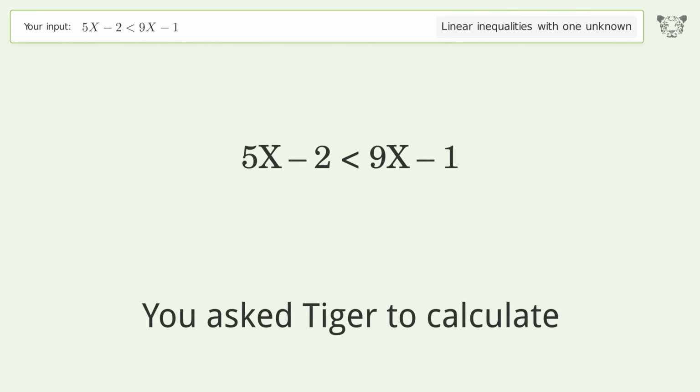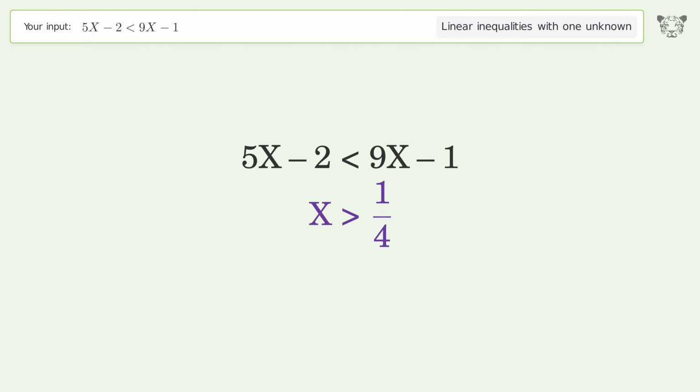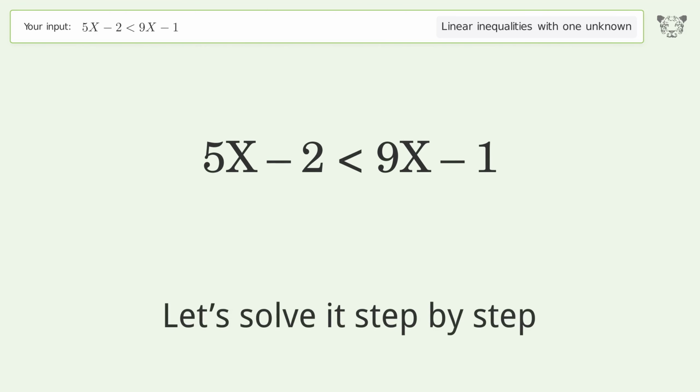You ask Tiger to calculate. This deals with linear inequalities with one unknown. The final result is x greater than -1/4. Let's solve it step by step.